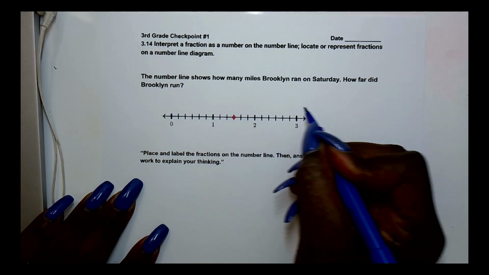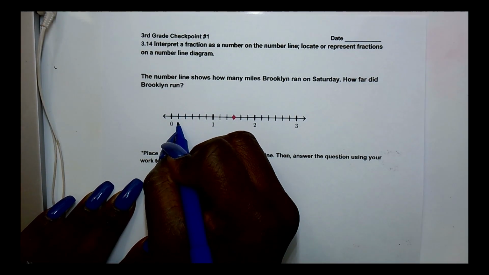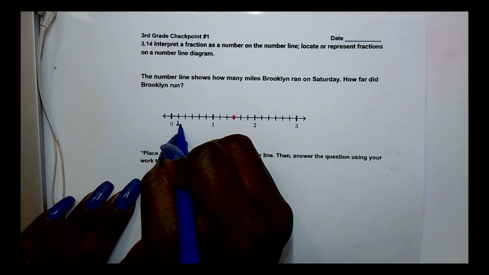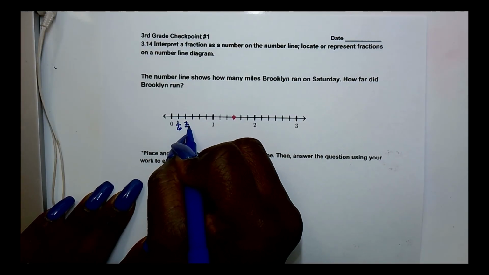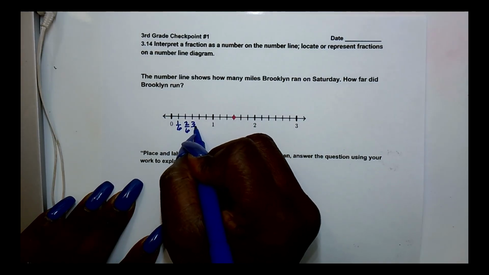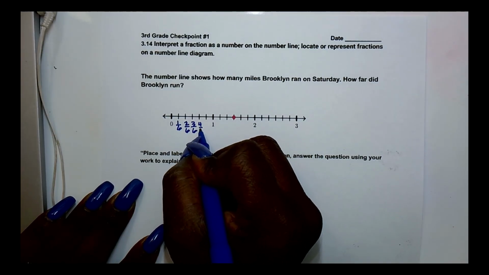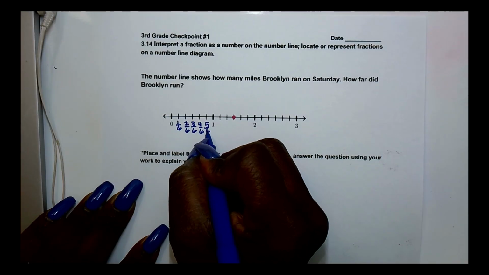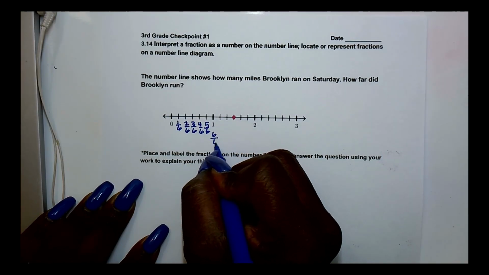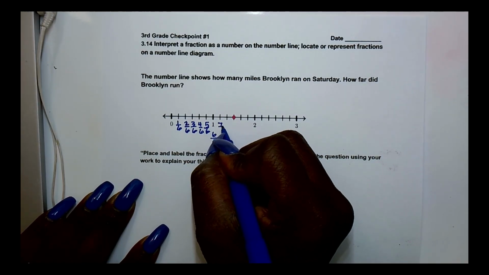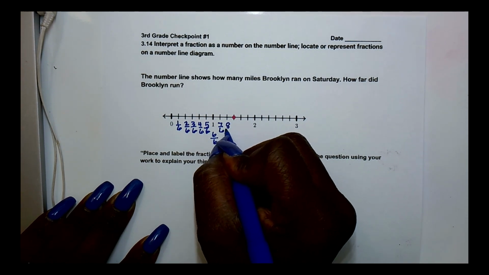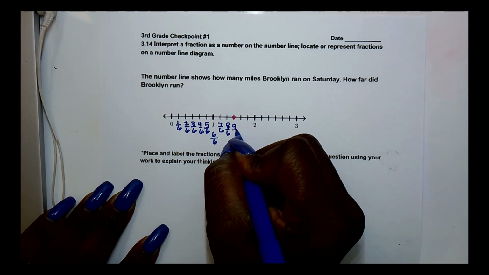So let's start labeling our number line. After the 0, the first one is 1/6, 2/6, 3/6, 4/6, 5/6, 6/6 is equal to 1 whole, 7/6, 8/6, 9/6.